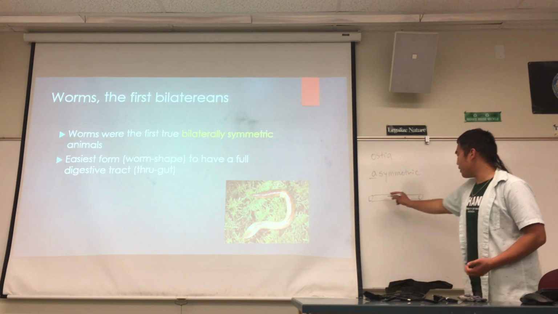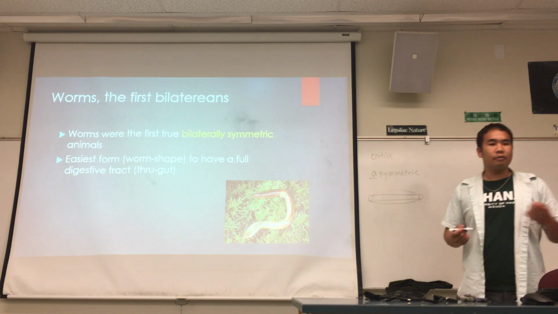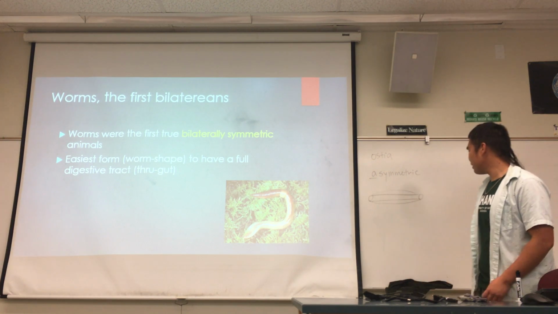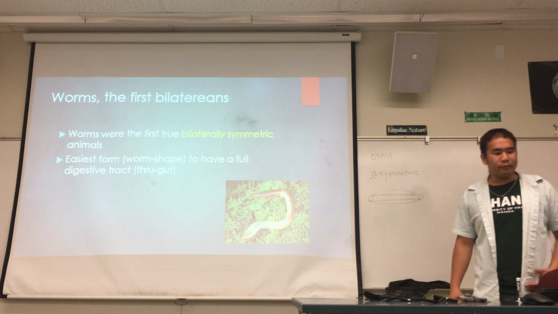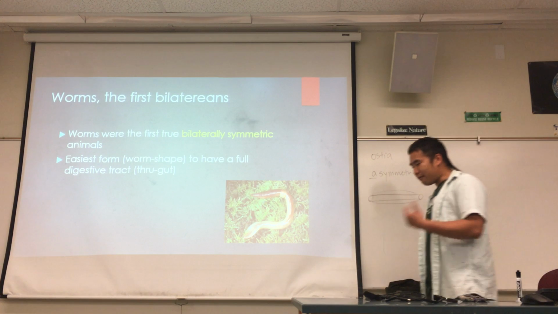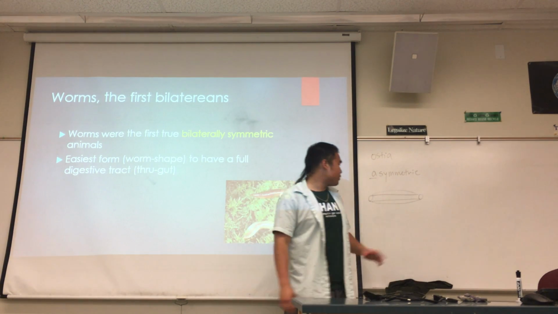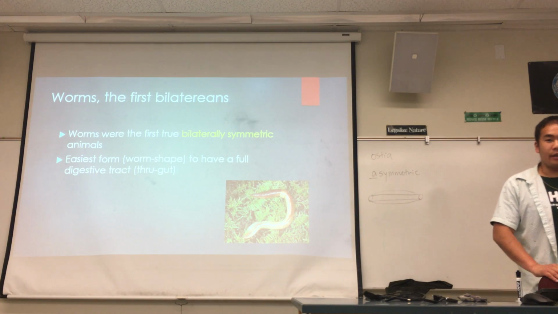Put some flesh around it, and that's a worm, right? The worm is the easiest shape to have a digestive tract, right? A through gut, right? It's hard to have a through gut when you're radially symmetric. When you're radially symmetric, you'll find out that it has a one-sided gut. There's only one hole, right? We'll find out what happens when you eat. You only have one hole.